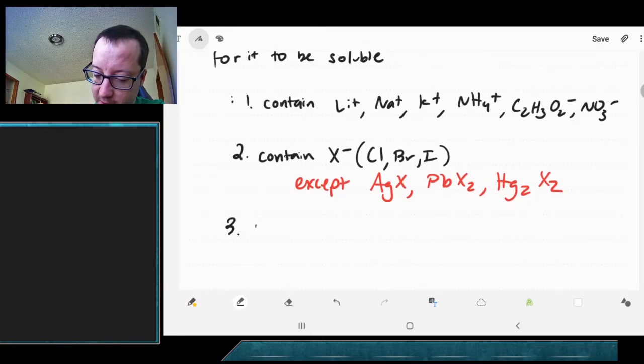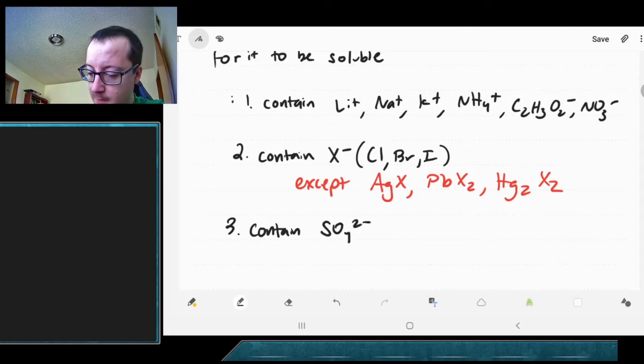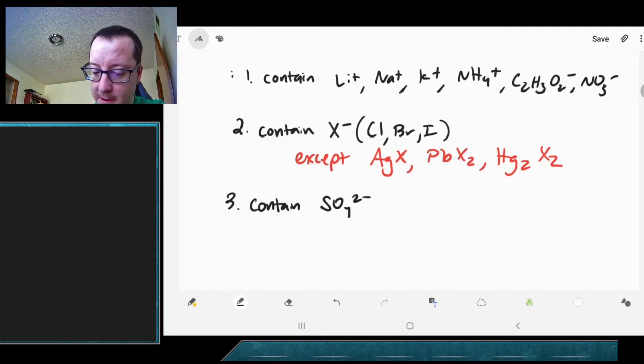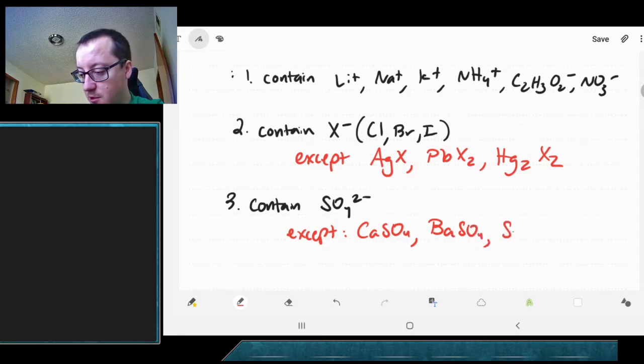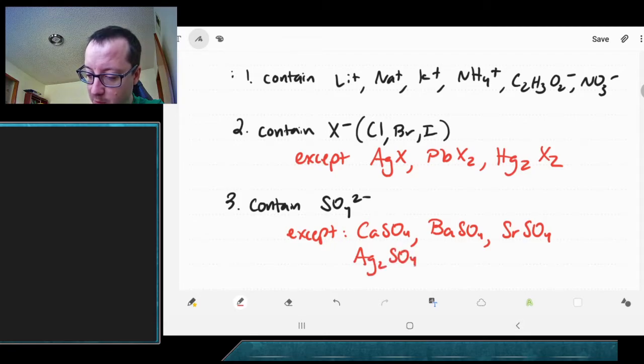And then 3, we had the ones that contain the sulfate ion. And then we had a couple exceptions there. We had 6 of them, right? We had calcium, barium, strontium, as well as the ones from before. And then the mercury.